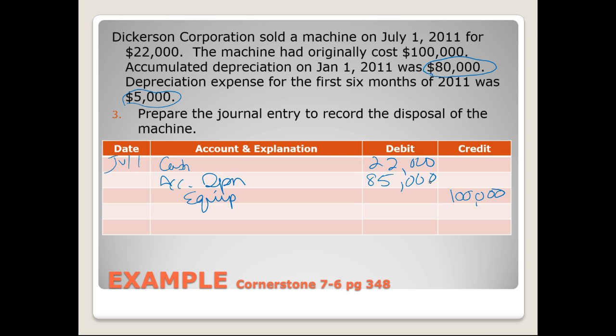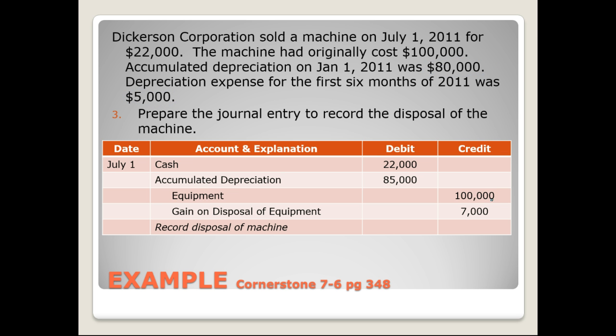Lastly, we need to take care of the $7,000 gain on disposal of equipment. Now, the gain or loss of value based on disposal of equipment is considered an income account in this case because there was a gain. And how do we record an income or a revenue? Right, it's a credit. So it would be a credit entry of $7,000. If we add our debits, $22,000 plus $85,000 is going to be $107,000, and we add our credits, we find that they're both equal to $107,000.